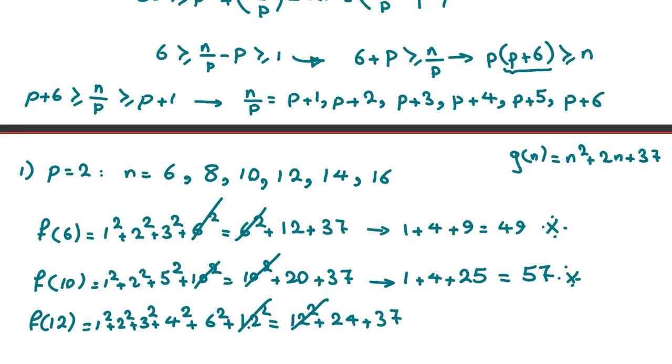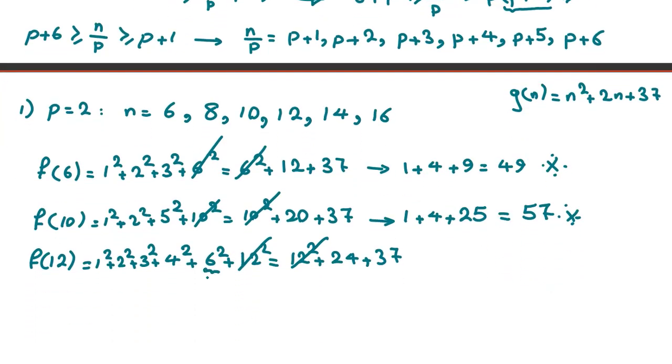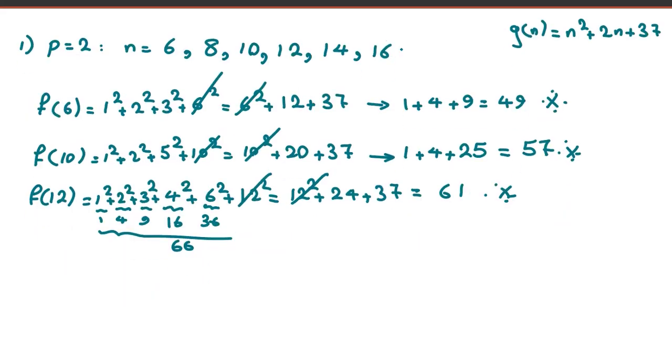12 squared will be cancelled. This one is 36. Let's write 36, 16, 9, 4, 1. Okay, so 1 plus 9, 10, 14, 30, 66. And this one is 1, 50, 61. Contribution again. Two numbers are left. We don't need to check 16 because it is 2 to the something.